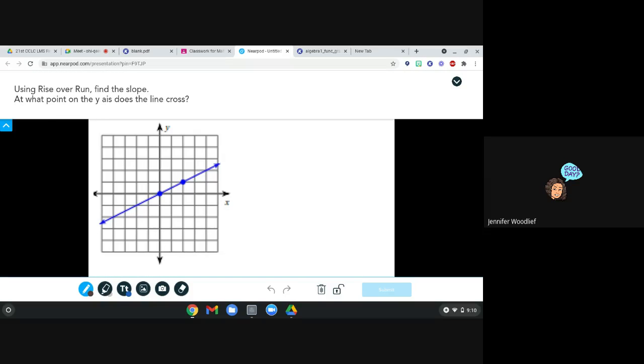All right, this next one says using rise over run. Now you'll go back to your Nearpod tab. It says find the slope, and at what point on the y-axis does the line cross? So you're finding two things: the slope using rise over run, and where it crosses the y-axis. So find a bottom point and a top point, and count rise over run.